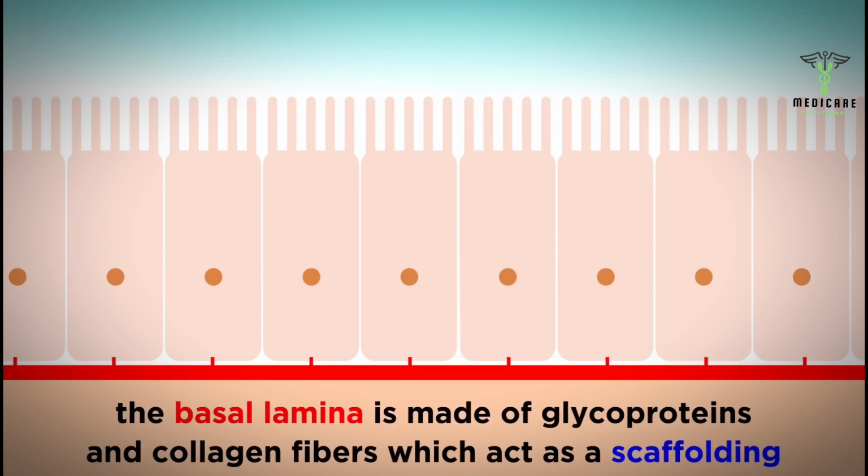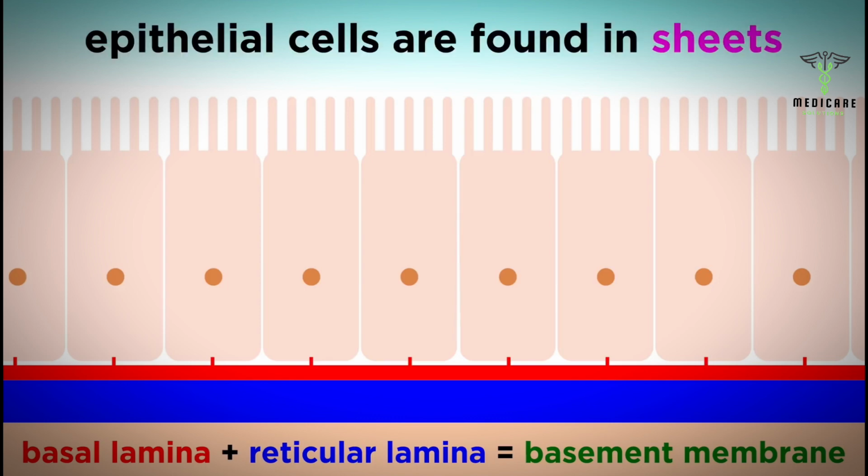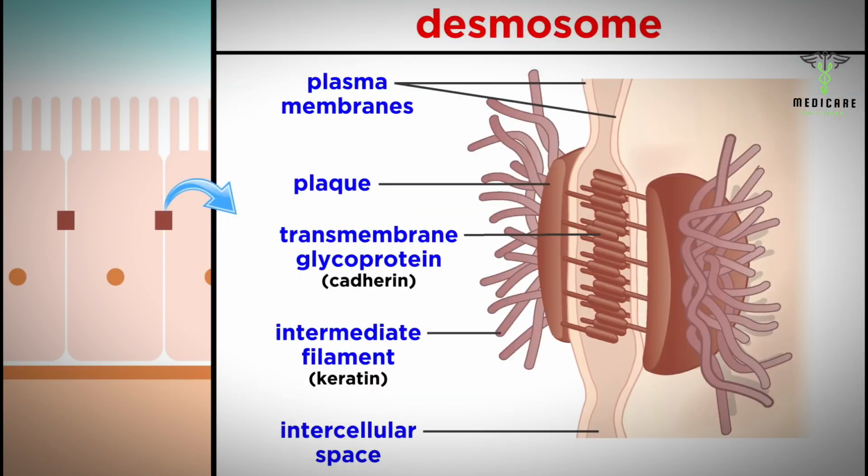On the other side, the basal surface of these cells are attached to something called the basal lamina, which is not made of cells, but rather glycoproteins and collagen fibers, which act as a kind of scaffolding. This is adjacent to the reticular lamina, and these two components together form the basement membrane. Supported by this basement membrane, epithelial cells will typically be found in sheets right up next to each other. They are often bound together by desmosomes, which connect adjacent cells with filaments.